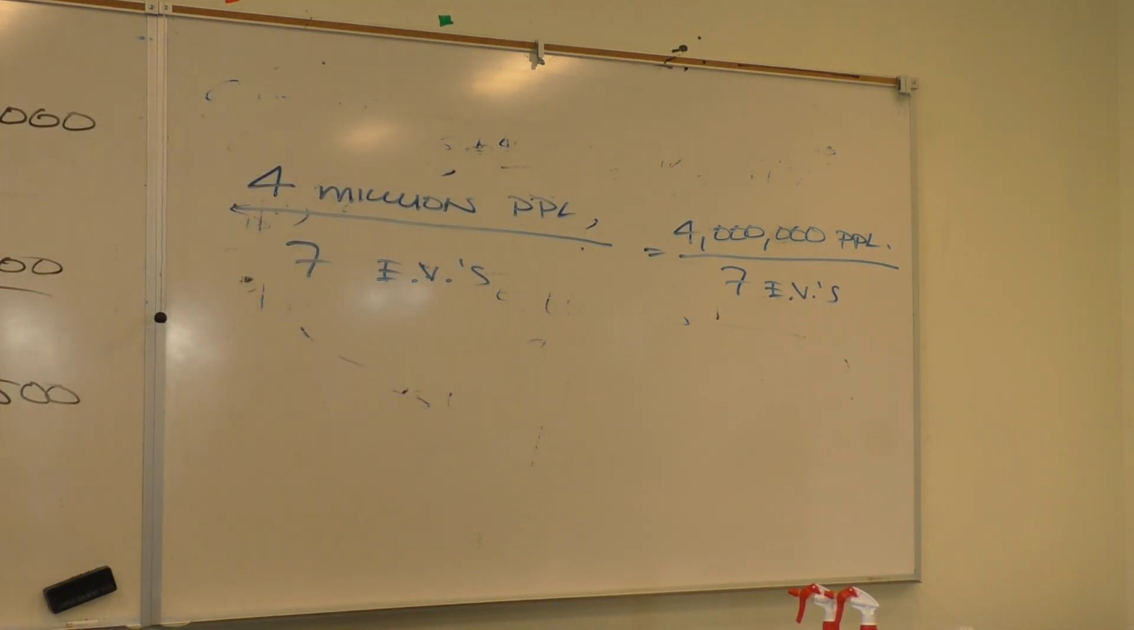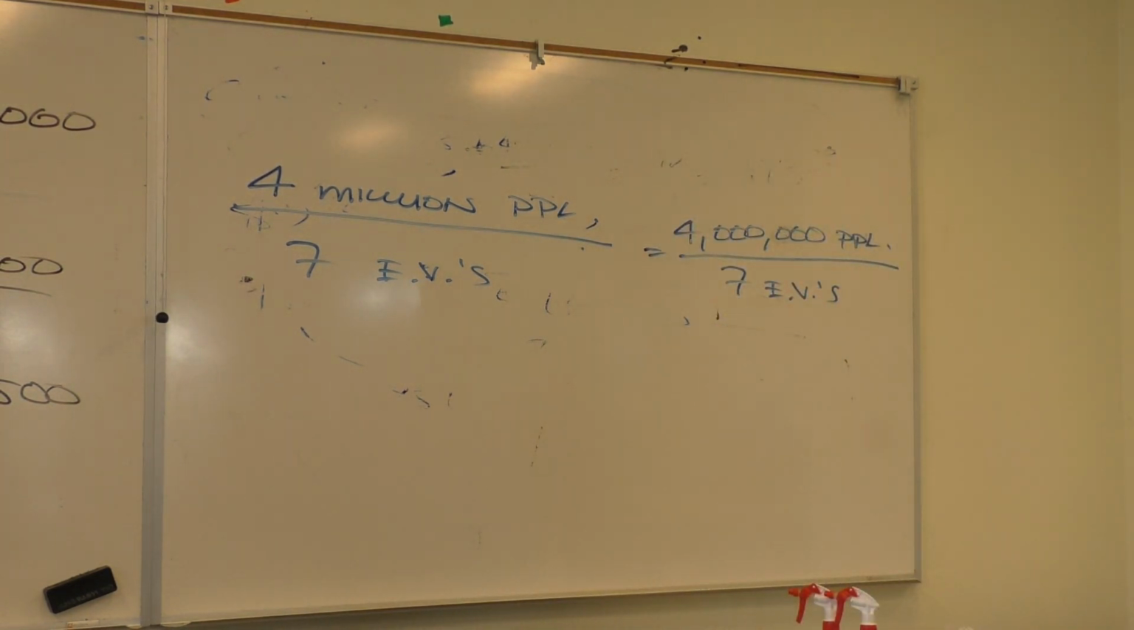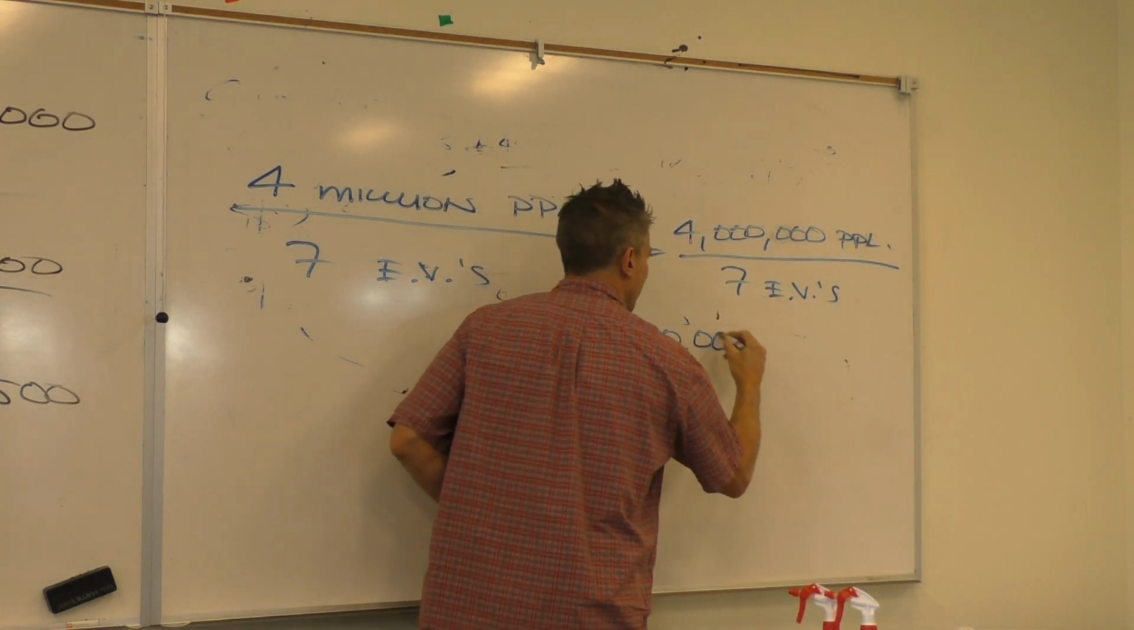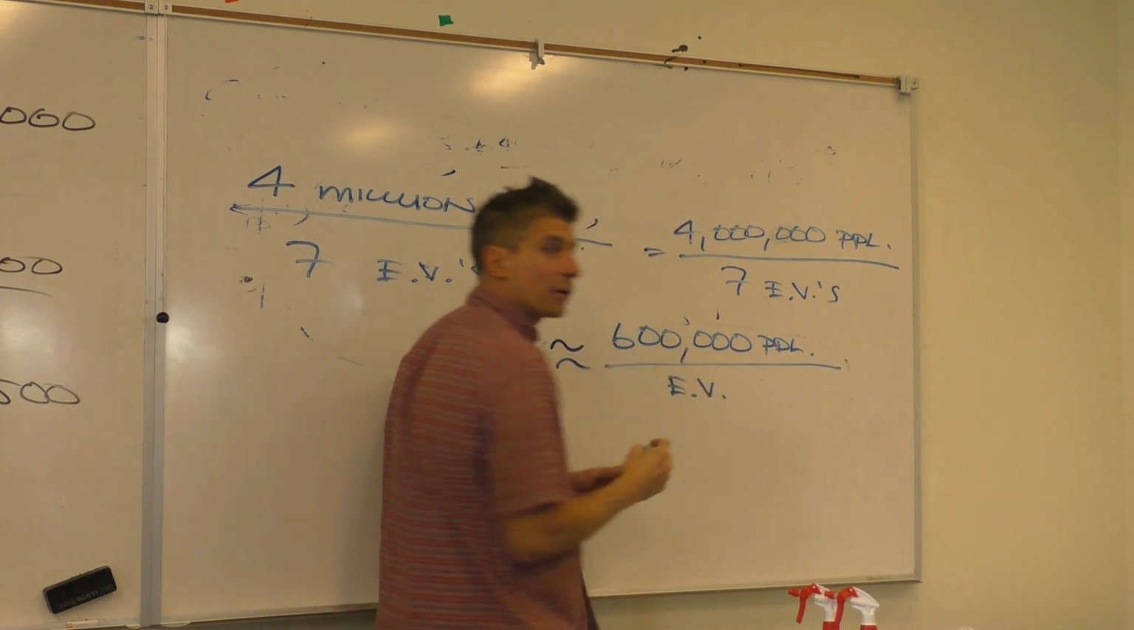My next question was, please do the division and make the denominator equal to 1. So I think the easiest thing to do is just to simply divide 4 million by 7, or 4.19 million by 7, or 4.25 million by 7. How many people per electoral vote do you get, my friends? About 600,000. About 600,000 people per electoral vote. Thank you.